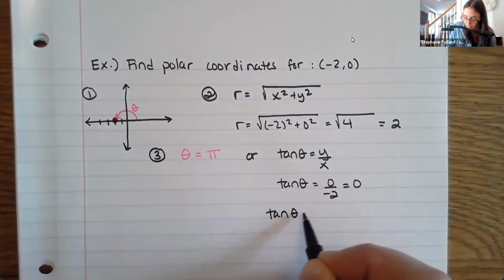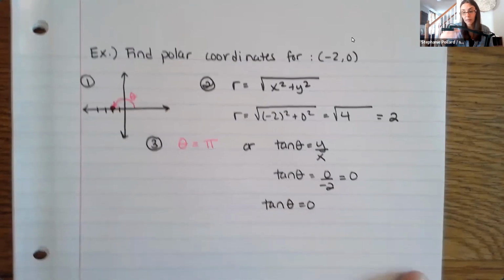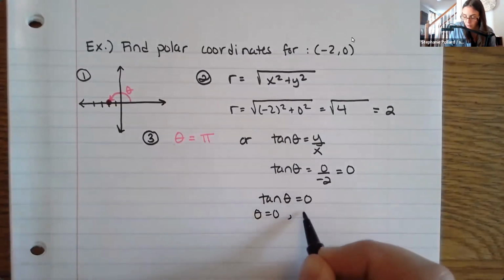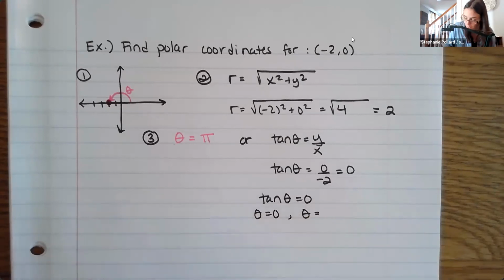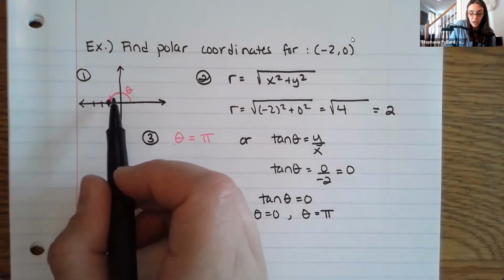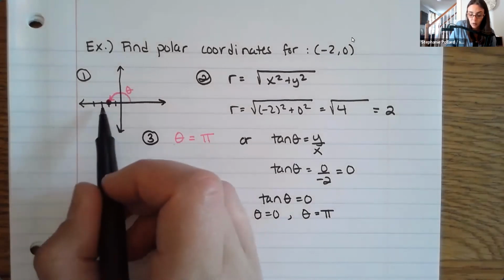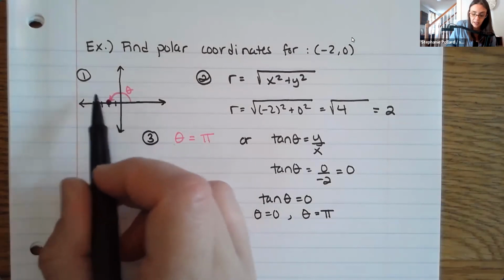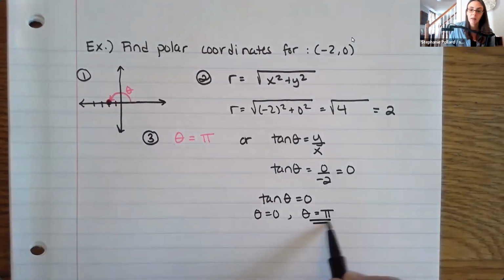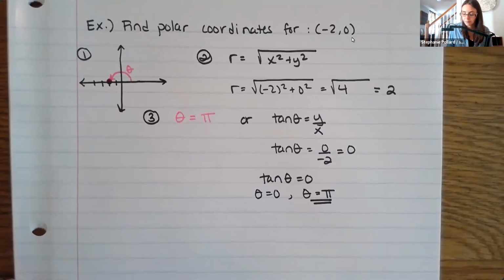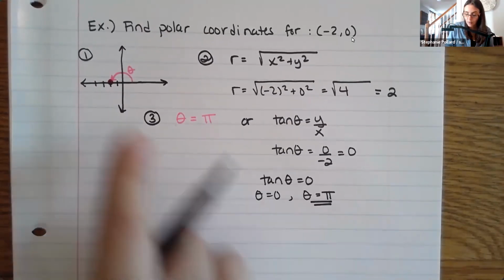And tangent theta equals 0, obviously in many places. It equals 0 at 0, but it also equals 0 at pi. And because it's not in the second quadrant, but just past the second quadrant here, we do want to be over here. We don't want to be at angle 0. We want it in the angle here. So pi is going to be the one that works in this case. Okay, so that is the one that we're looking for.